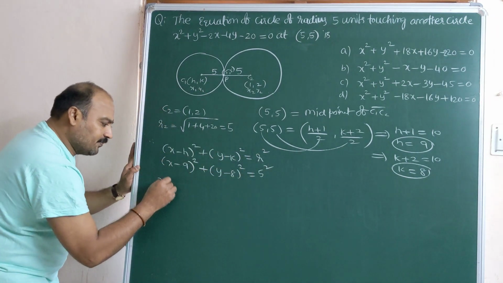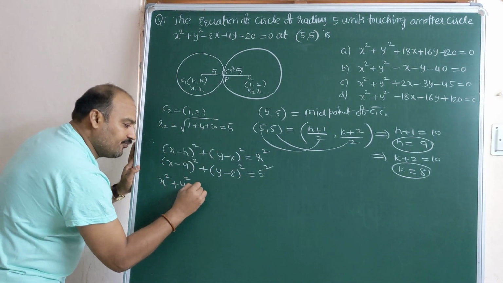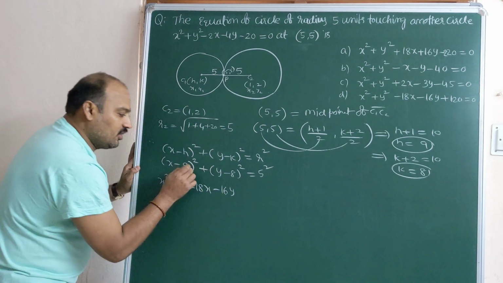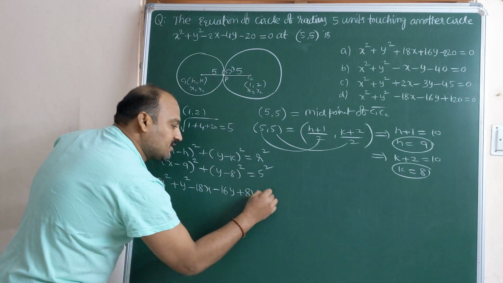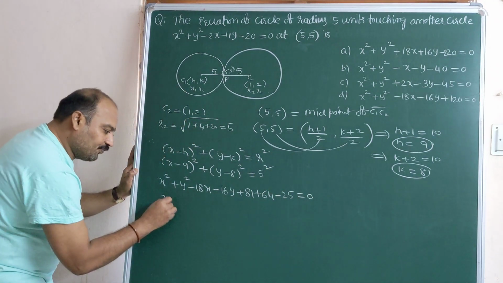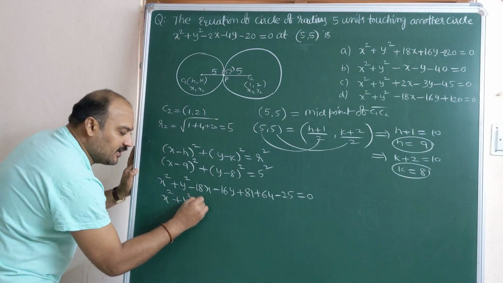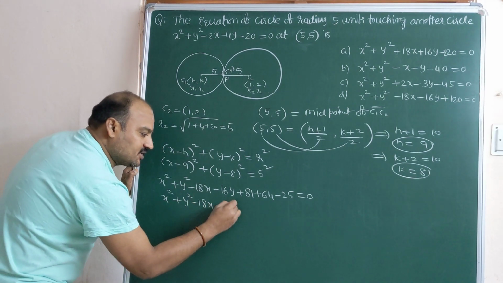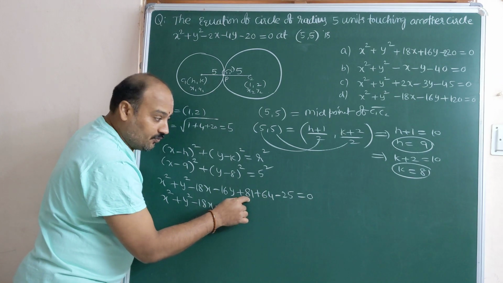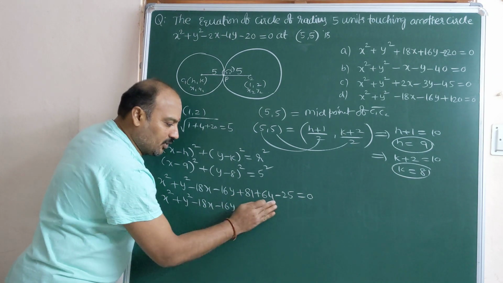Just simplification. x square plus y square minus 18x minus 16y, here 81 plus 64 minus 25. You can simplify here. x square plus y square minus 18x minus 16y, 81 plus 64 is 145, minus 25, so 120 will come now.